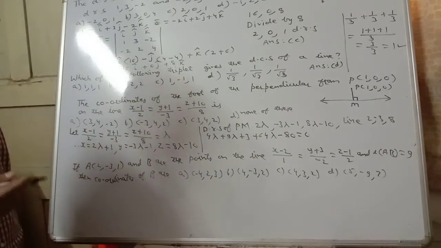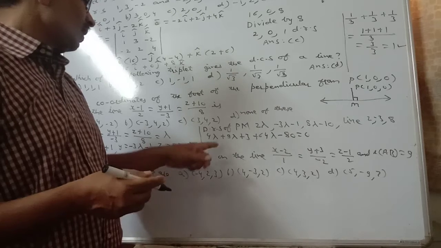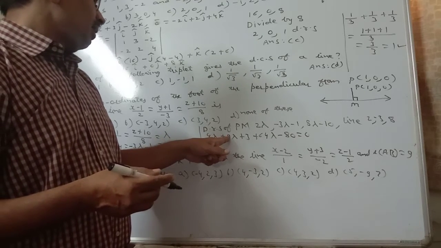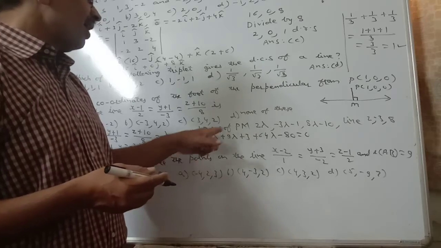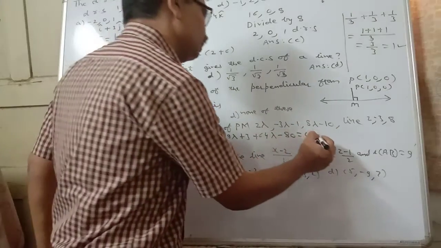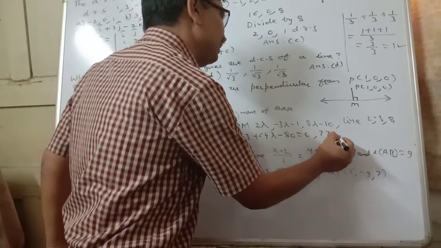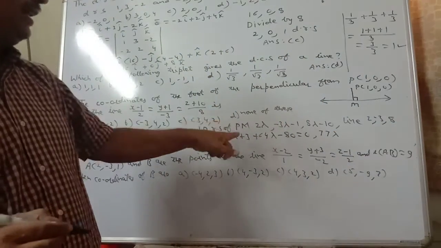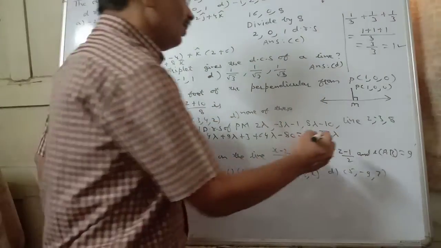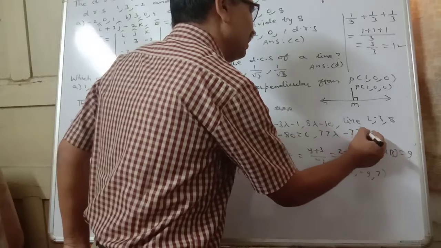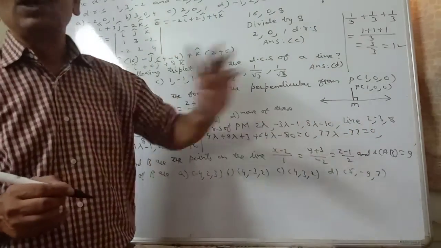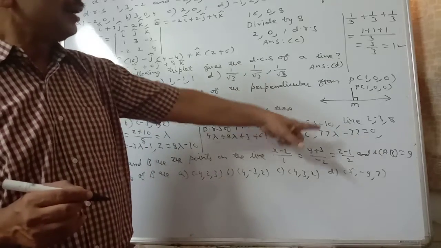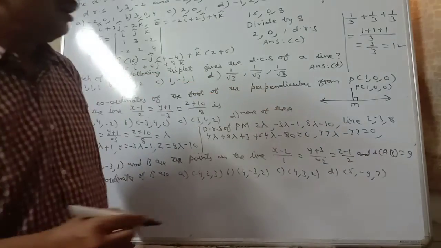Now collect terms containing lambda. 9 plus 4, 13. 13 plus 64, 77. Minus 80 plus 3. Collect the numbers. Minus 77 equal to 0. So we get 77 lambda equal to 77. Lambda is 77 upon 77, 1.